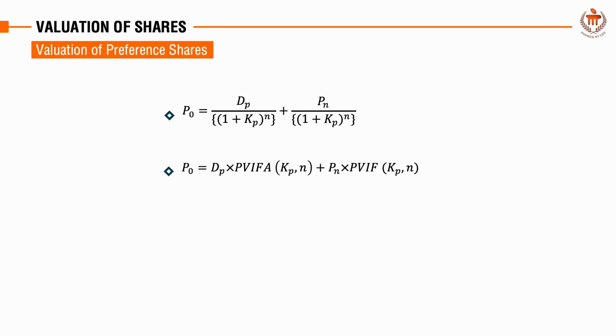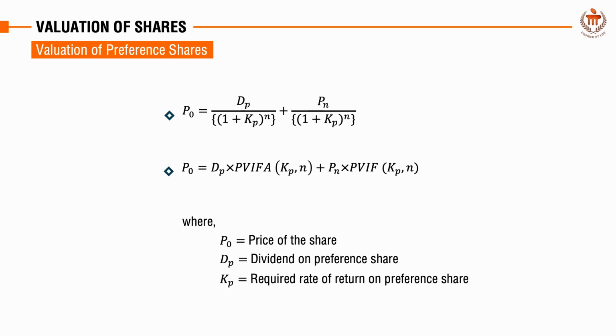Alternatively, we can simplify this formula using the present value factors as P0 = DP × PVIFA(Kp, n) + Pn × PVIF(Kp, n). Here P0 is the price of the share, DP is the dividend on preference shares, Kp is the required rate of return on preference shares, and n is the number of years to maturity.